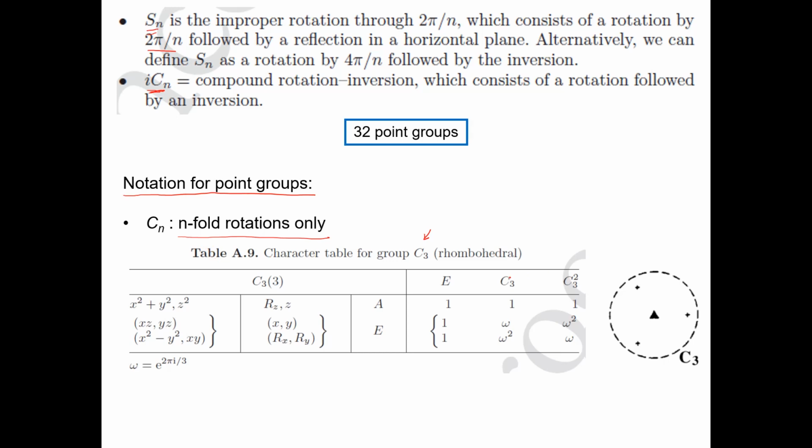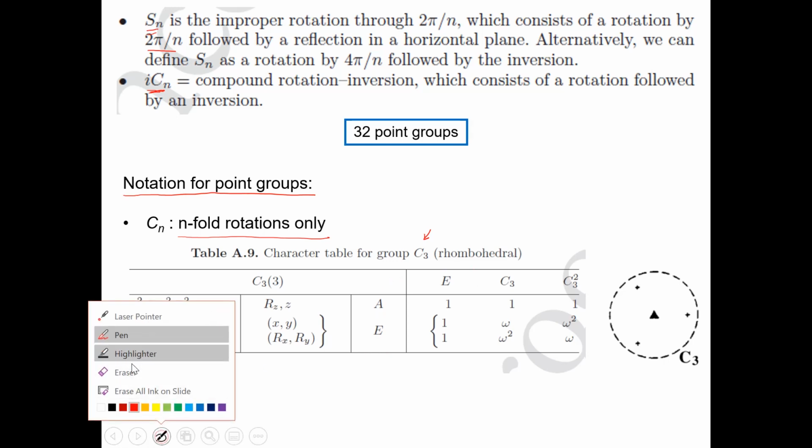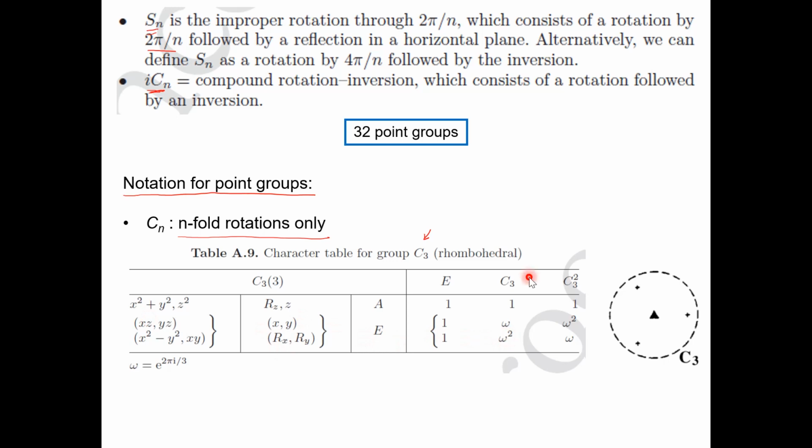So this is the character table for group Cn. These are the characters. This we have calculated. This we're going to discuss in chapter 4. These are basis functions associated to each irreducible representation. Don't pay attention to it yet. But in this case we have a 1D representation A, and we have two 1D representations that we use the same symbol E for in this case.